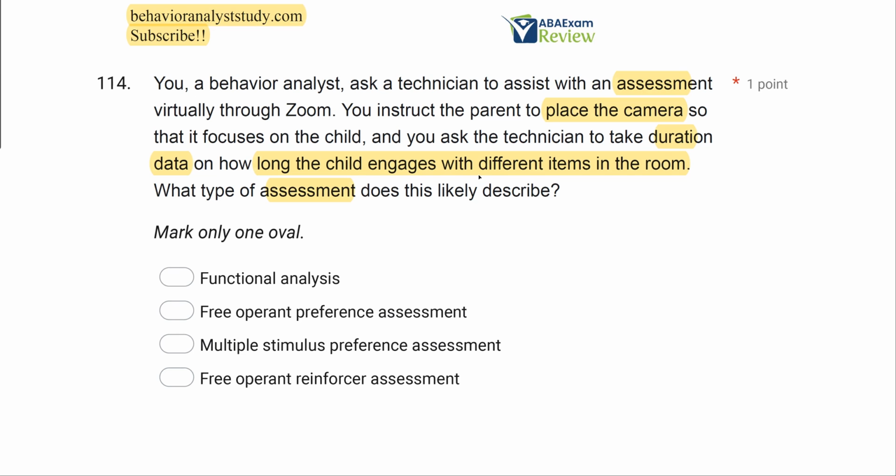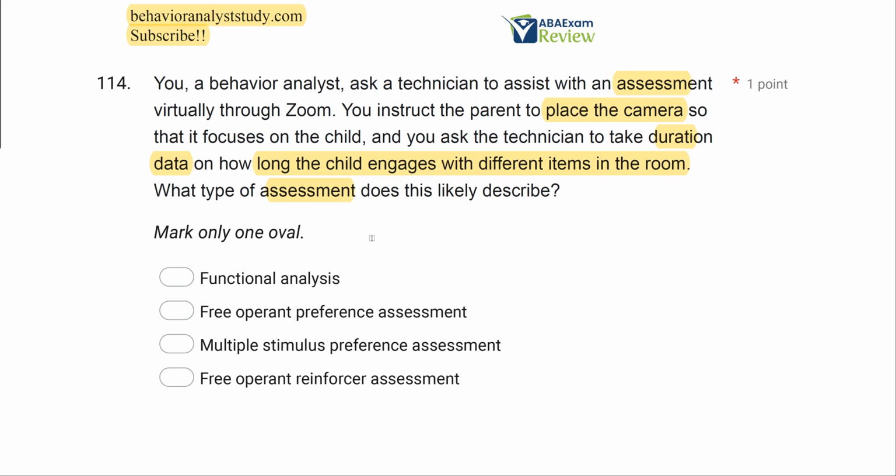So we have to ask ourselves, what type of preference assessment is this describing? Well, let's think about our different preference assessments. We have a single choice, a forced choice, multiple stimulus, and a free operant. With the single choice, forced choice, and multiple stimulus, we're contriving it. We're controlling how many stimuli they can respond to. We're controlling everything about the assessment. In this case, we're just watching as the child engages with items in the room. Much more naturalistic, much more associated with free operant. So we're predicting that this is a free operant preference assessment.